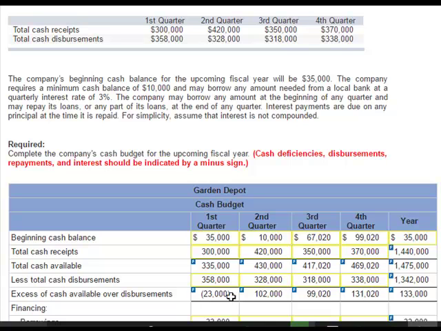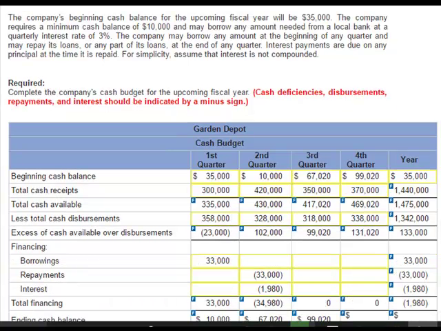Then we're going to come up with a figure in this row, either an excess amount of cash, as we have here in the second through fourth quarters, or a deficiency of cash indicated by a negative number. And this happens, of course, when our expected total cash disbursements are greater than the cash we have available. So anytime we come up short, we're going to have to borrow money. And we're going to indicate that down here in the financing section. In the financing section, we're going to show borrowings and repayments, as well as interest.